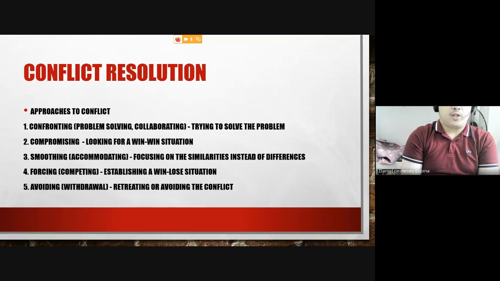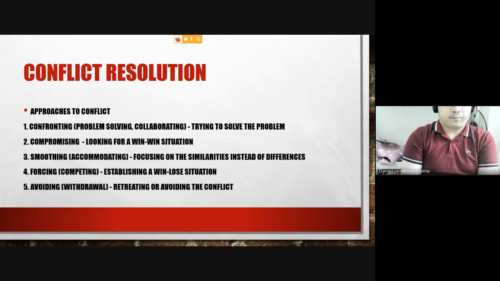And then you have smoothing or accommodating. You remind your team members of their similarities rather than their differences. You focus on those similarities rather than differences. We call that smoothing. However, this does not solve the problem. However, siguro kay gamay na lang ang time, you need them to work.